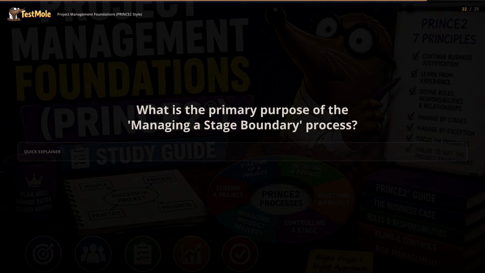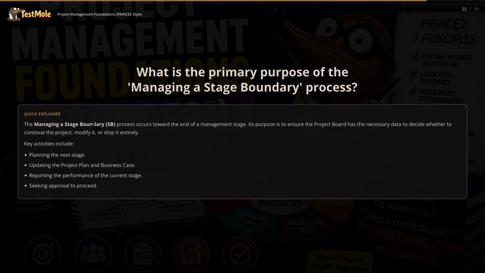What is the primary purpose of the Managing a Stage Boundary process? The Managing a Stage Boundary (SB) process occurs toward the end of a management stage. Its purpose is to ensure the project board has the necessary data to decide whether to continue the project, modify it, or stop it entirely.